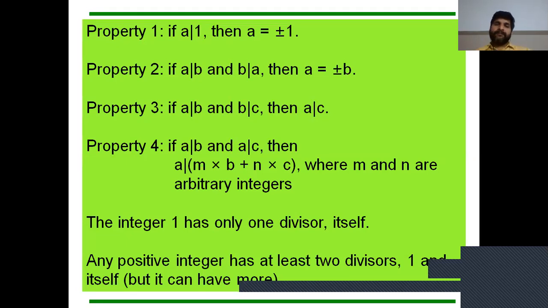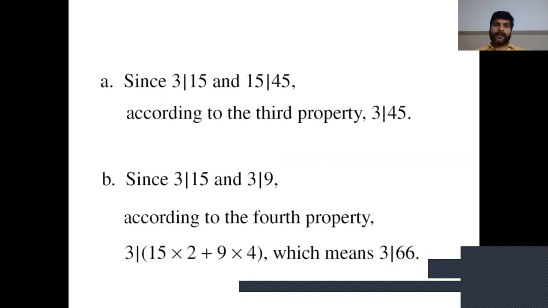Property 4: if A divides B and A divides C, then A divides M into B plus N into C, where M and N are any arbitrary integers. According to property 4, 3 divides 15 and 3 divides 9. According to the fourth property, 3 divides 15 into 2 plus 9 into 4, which means 3 divides 66. That is 15 into 2 and 9 into 4.